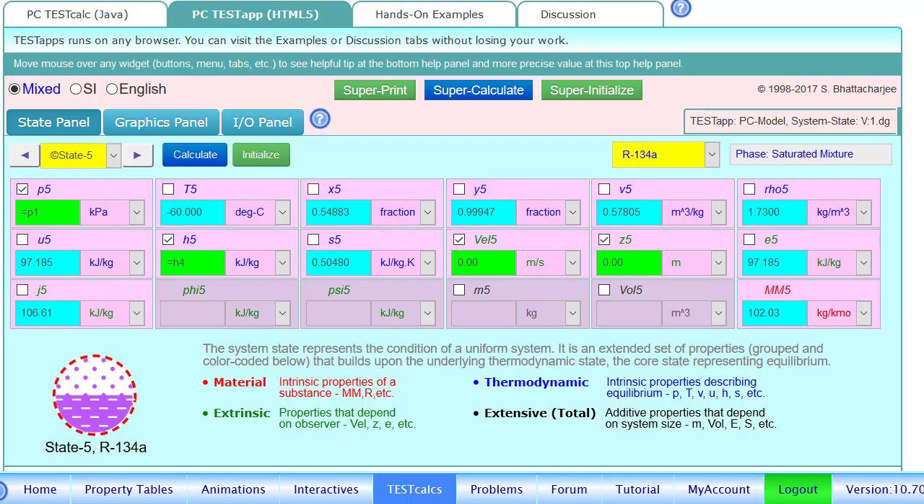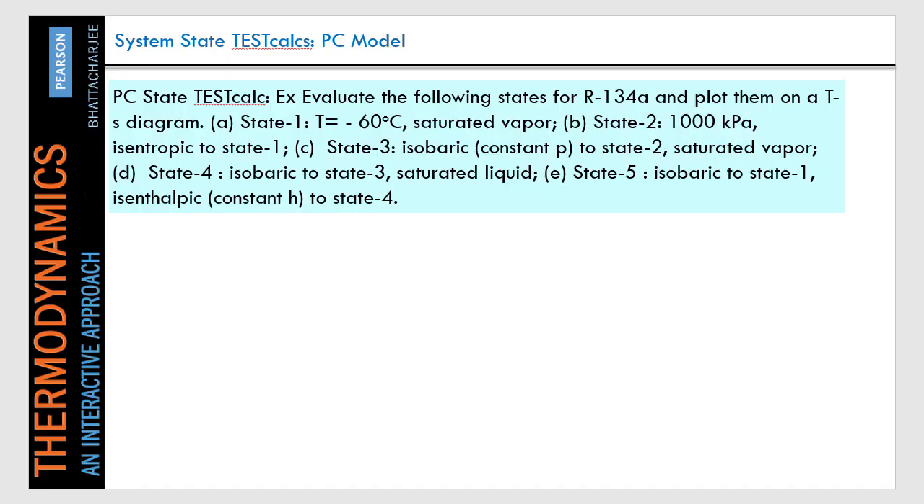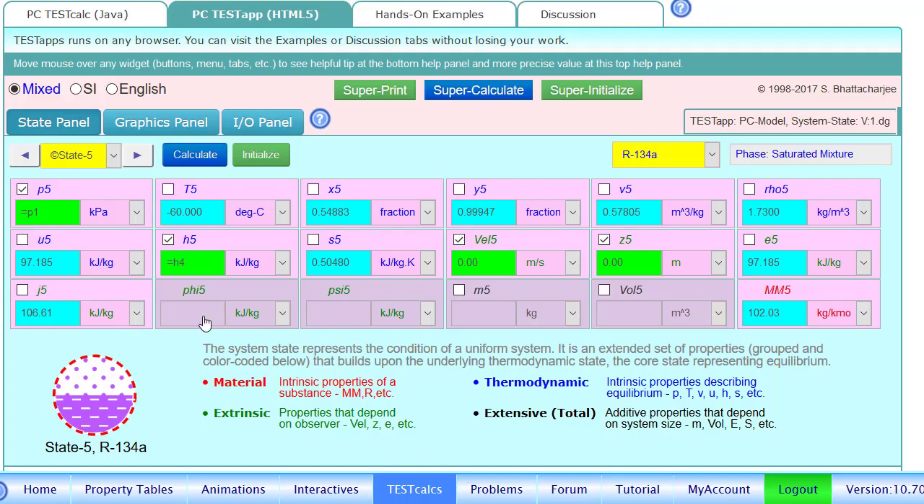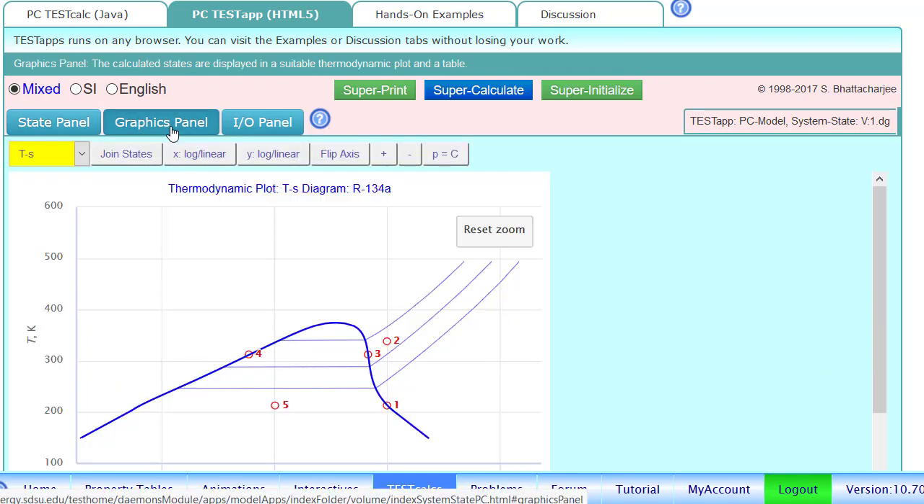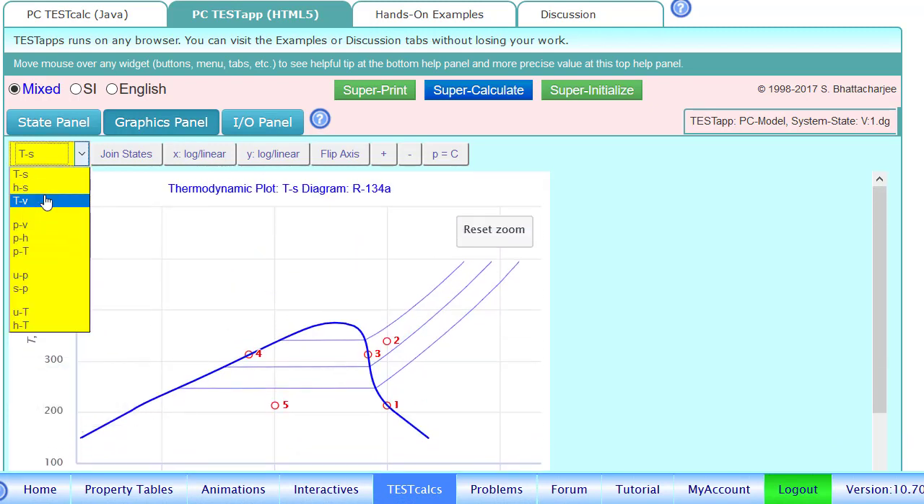So now the last part of the problem is to plot all of these properties on a TS diagram. So TEST has this capability. Go back to TEST. And since we have all 5 states that we're looking for, we can go to the graphics panel and it automatically opens a TS diagram. You can switch to different diagrams, such as HS or TV, but we're looking for the TS diagram in this problem. Just play around with this, it's really helpful.